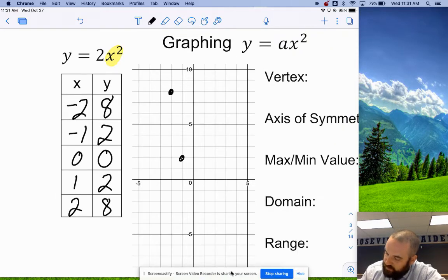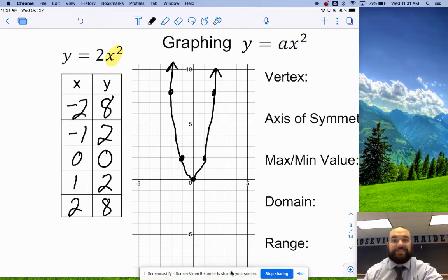Negative 1 comma 2 is up here. 0, 0, so the vertex is still in the same spot. And then we have our other 2 points. So we have this sort of, it's not a V-shaped graph because it does curve, it does get steeper as you move further away from the vertex.